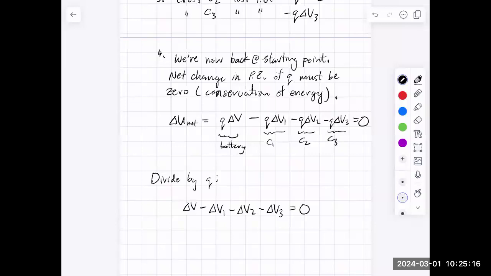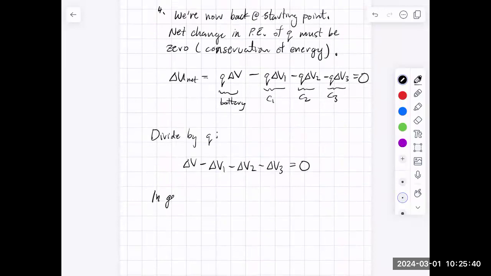Now, we've done this for a specific example of a battery and 3 capacitors in series, but I can do this for any circuit with any types of components, and you'll always find by the same arguments that around any closed loop in a circuit, the changes in potential must sum to 0.